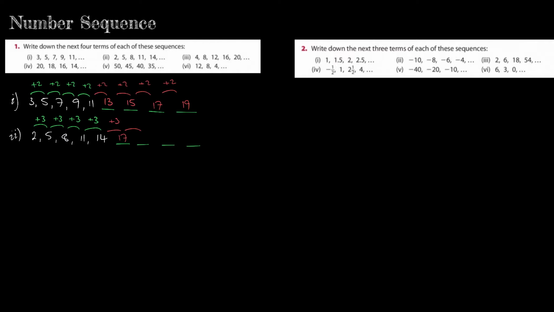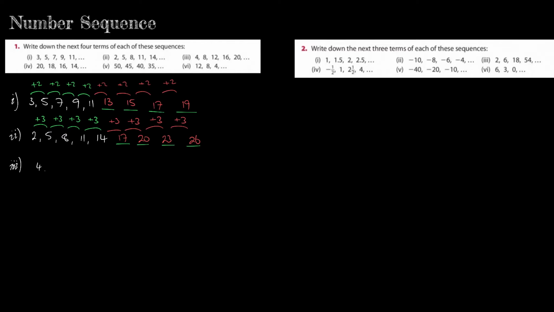I now need to get the next one, and I get that by adding 3, which gives me 20. The next one, I add 3 again, and that gives me 23. And the next one, I add 3 again, and that gives me 26. Okay, I'll do the third one, and then I'll give you a chance to try the next couple by yourselves.